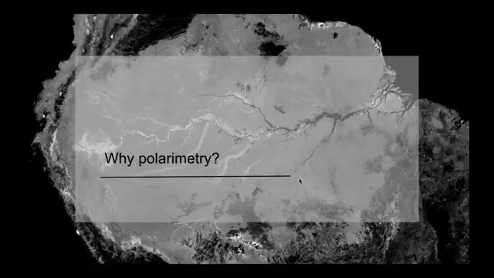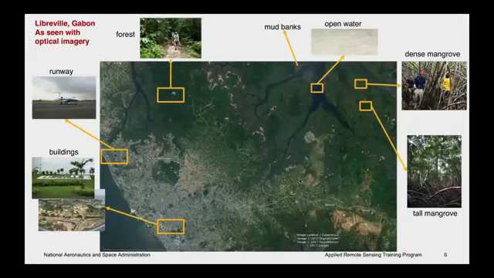So why polarimetry? So here's one image of an area that our group was studying last year. It's Libreville in Gabon. And we can see here several land cover types. We have a forest, we have mud banks, open water, and different types of vegetation. Mangroves that are dense, more tall mangroves. We have dry forests. We have urban areas, the city of Libreville itself, and we have exposed ground. The airport is a very good example of that.